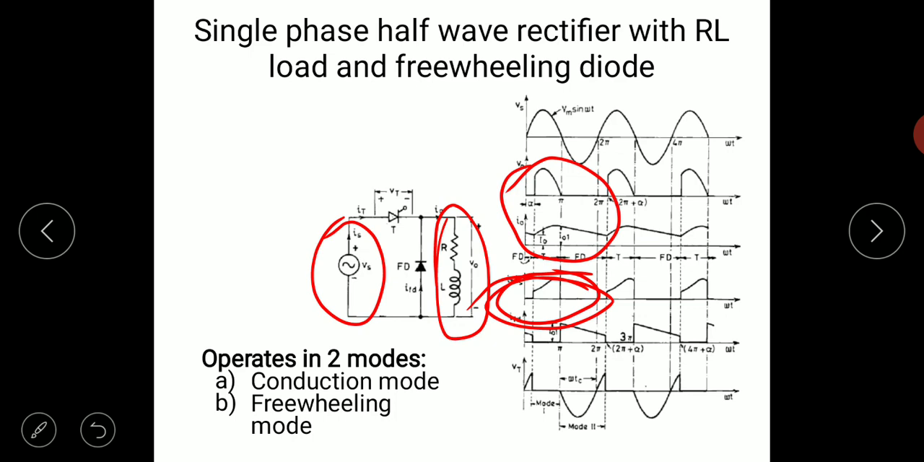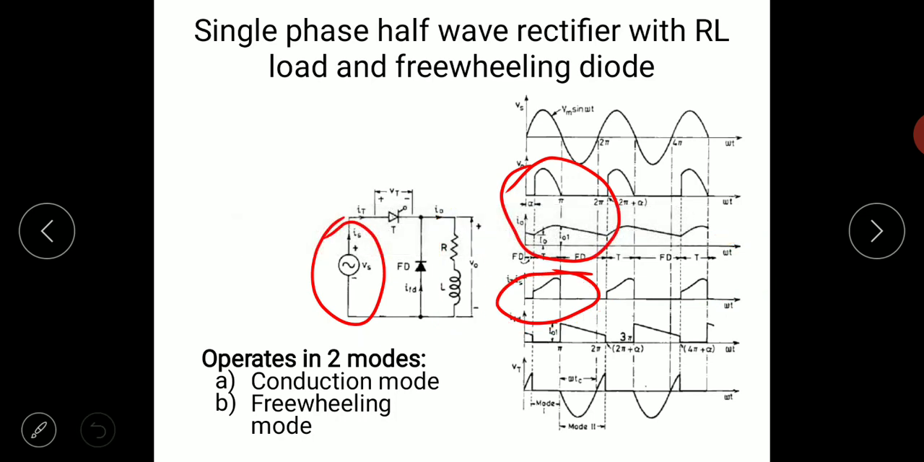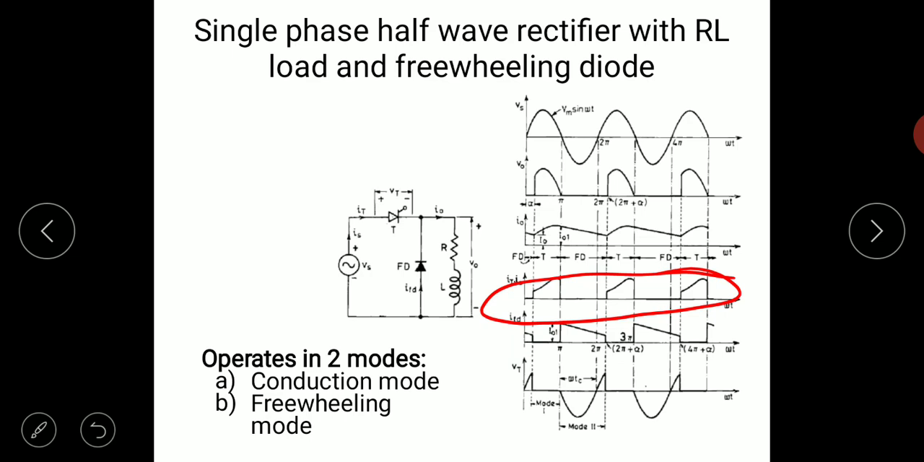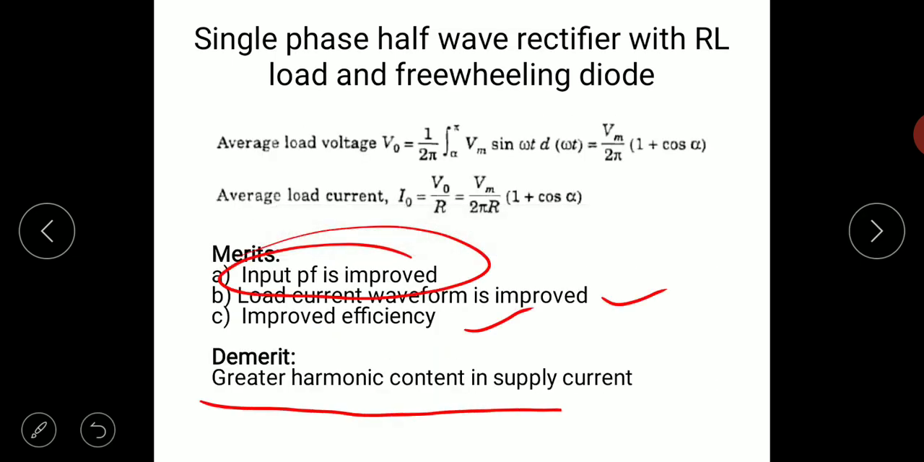There is a difference between load current and supply current. The third waveform is the load current and the fourth waveform is the supply current. Load current harmonics are not affected, but the supply side harmonics are affected to a greater extent. This is the only demerit that we can have when we are using the freewheeling diode.